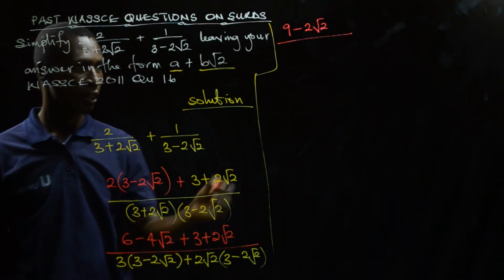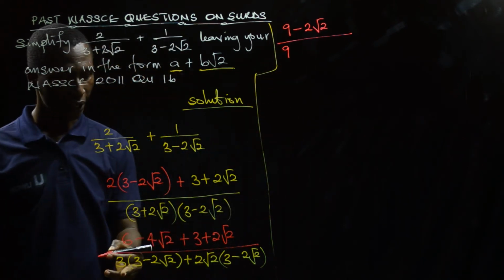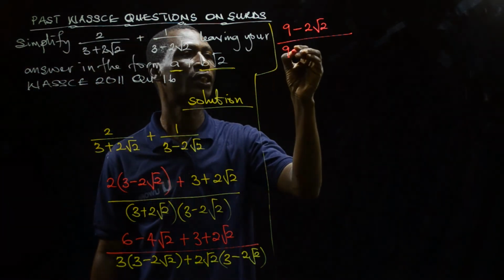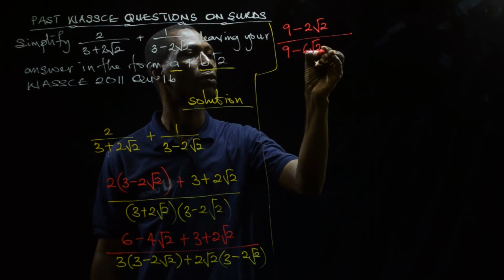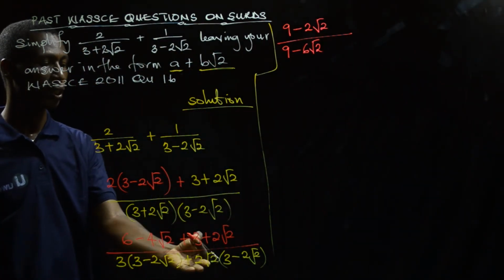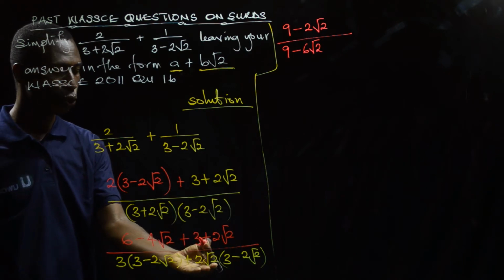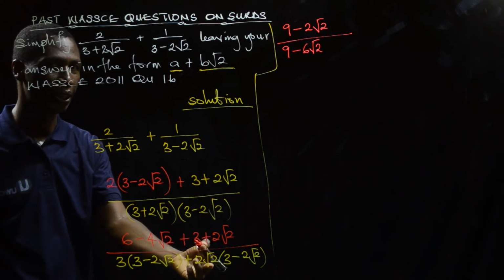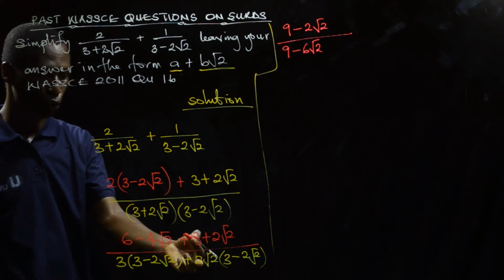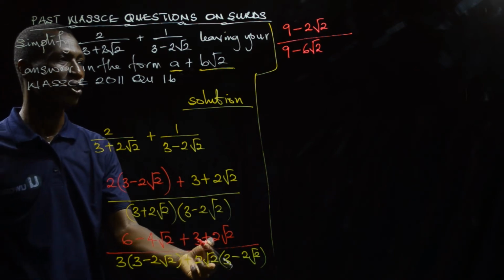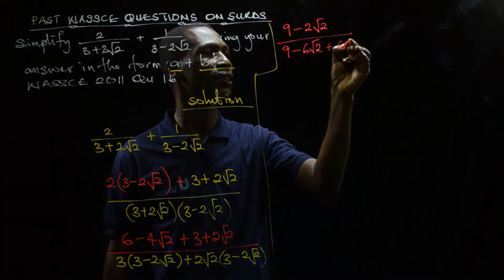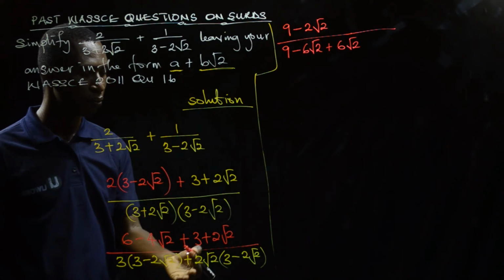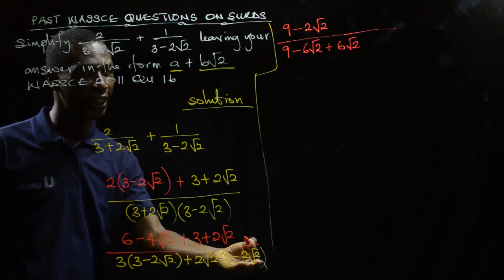Then we come to the denominator. 3 times 3 is 9. Then 3 times negative 2 root 2 is going to give me negative 6 root 2. Then I come here. 2 root 2 times 3. Note that this 3 will multiply the coefficient and the root 2 will still be there. So 3 times 2 with the root 2, I'm going to get plus 6 root 2. Then 2 root 2 is multiplying negative 2 root 2.